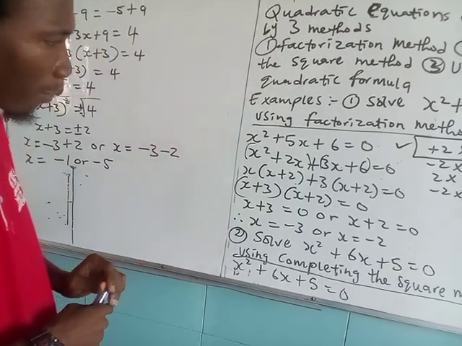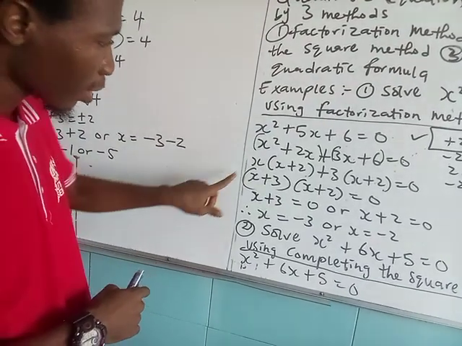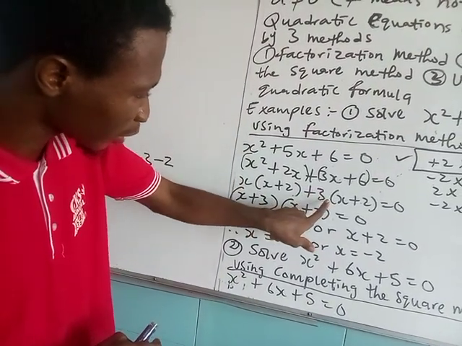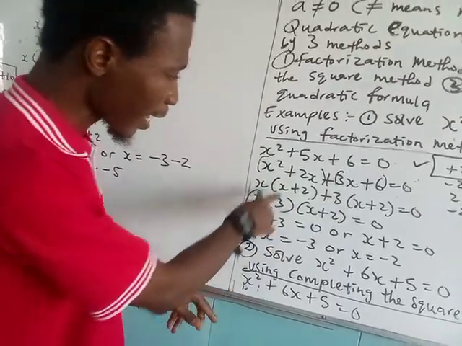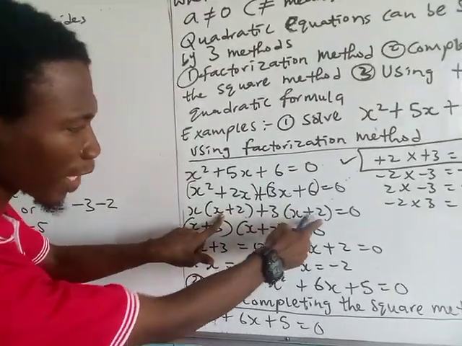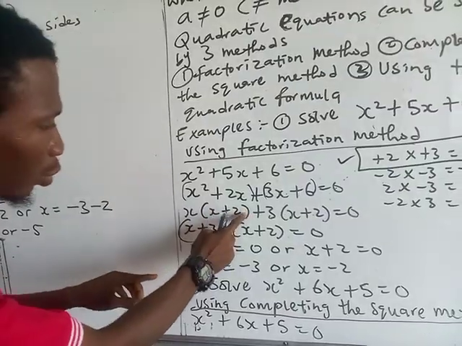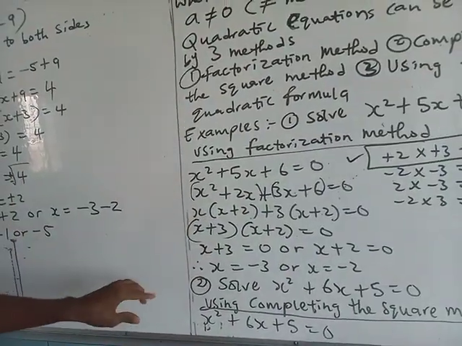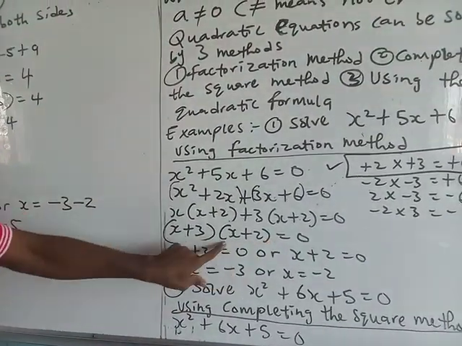And how will you pick to factorize? You will pick x plus 3 in a bracket, then x plus 2. X plus 2 appears twice, so you just pick one, x plus 2 in the other bracket. So now you have factorized.